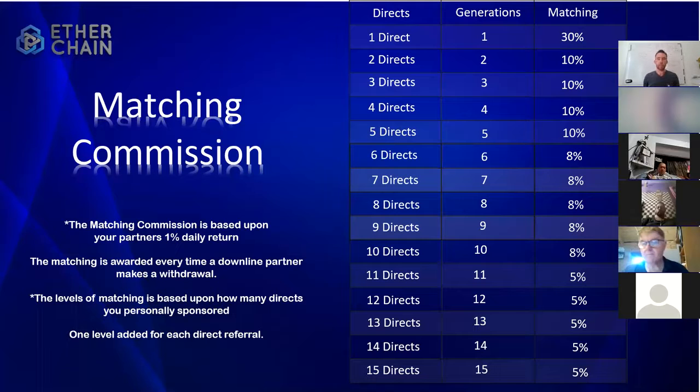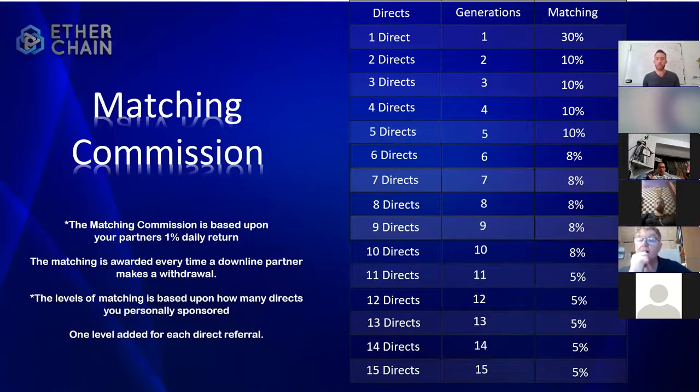Now, the matching commission, this is the hidden gem in the entire marketing plan. And the matching commission itself is based upon your partner's 1% daily return. And it is awarded every single time a downline partner makes a withdrawal. That means you're not just receiving the 10% direct commission. Every single time one of your partners in your downline or in your organization makes a withdrawal, you get paid. You receive a matching commission.